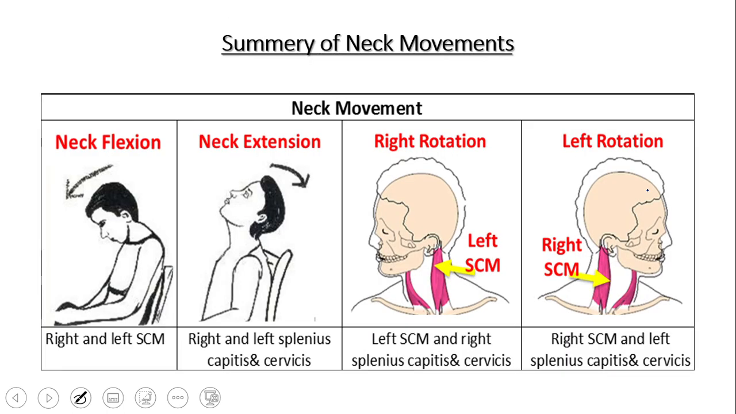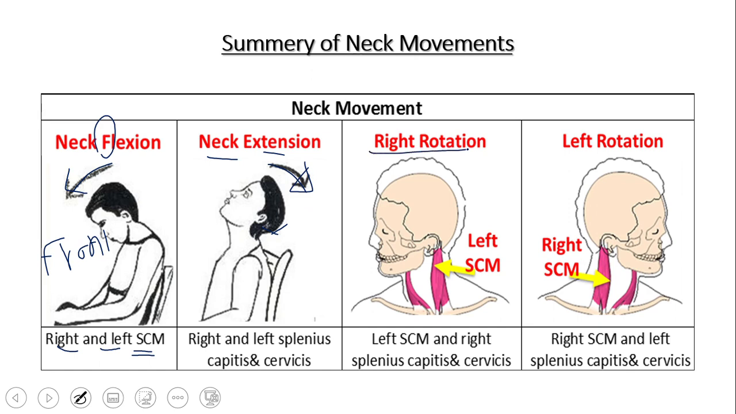So let's summarize the movements at the neck. Flexion of the neck is done by the right and left sternocleidomastoid muscles. The sternocleidomastoid muscles are anterior or front muscles, and when they contract, an F action results, which is flexion of the neck. On the other hand, the muscles at the posterior side, the splenius capitis and the cervicis, when both right and left splenius contract, then extension of the neck happens, which is backward movement.